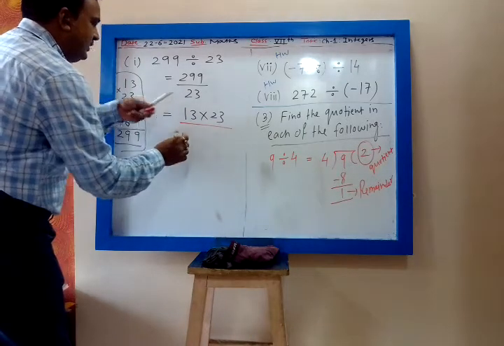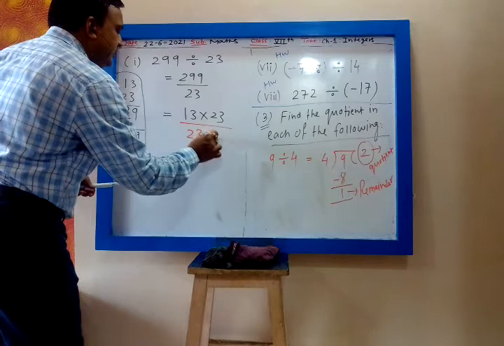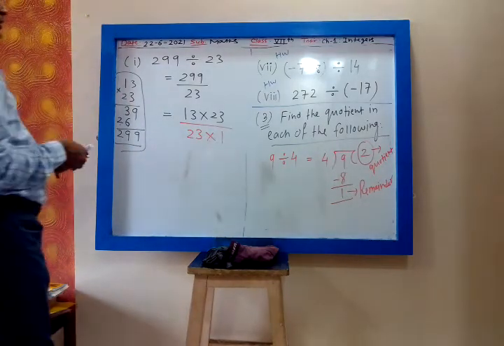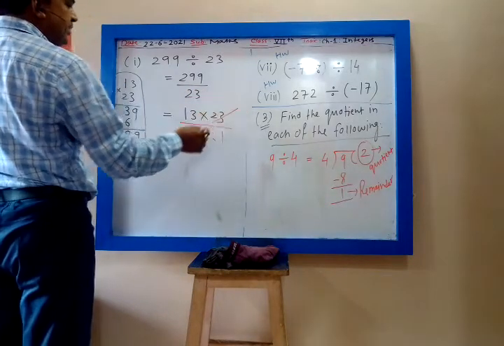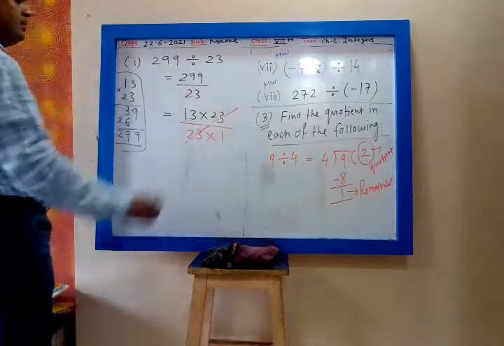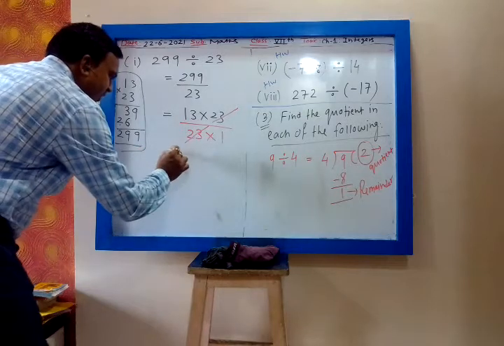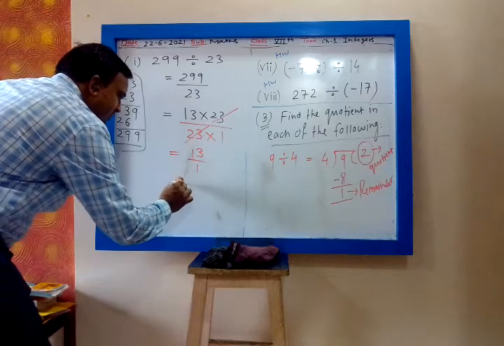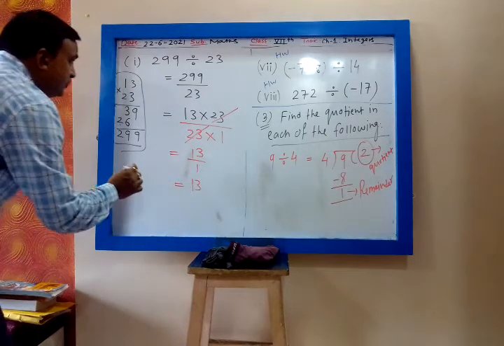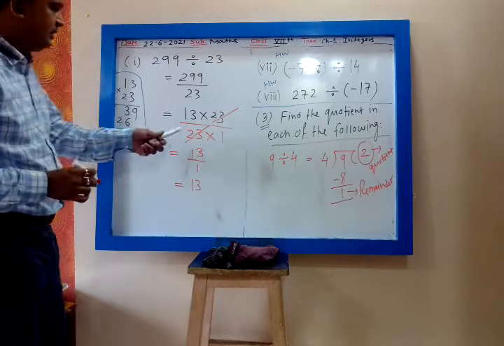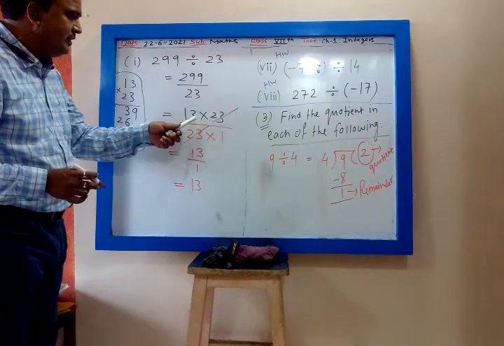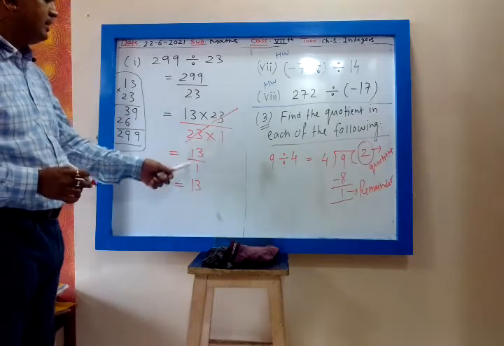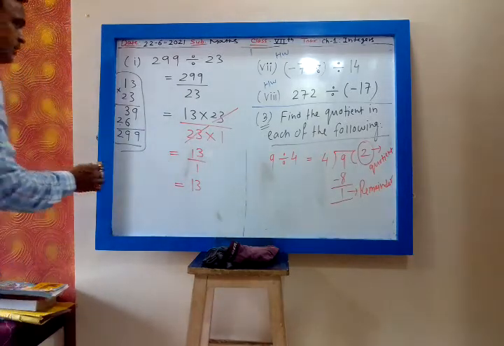Then this 23 you can write as 23 into 1. Now you cancel the common term of numerator and denominator. That is 23. 23 of the numerator gets cancelled with 23 of the denominator. So what is left? 13 upon 1. 13 upon 1 is nothing but 13. So, my dear, 23 gets cancelled. What is left? 13 upon 1. Whenever the denominator is 1, it is the numerator, 13.